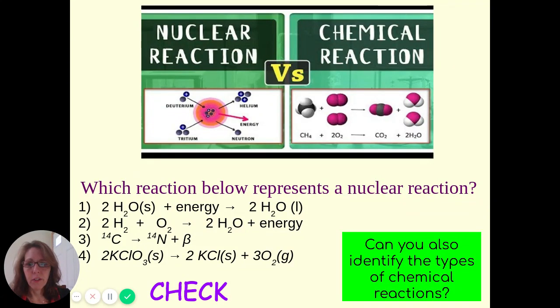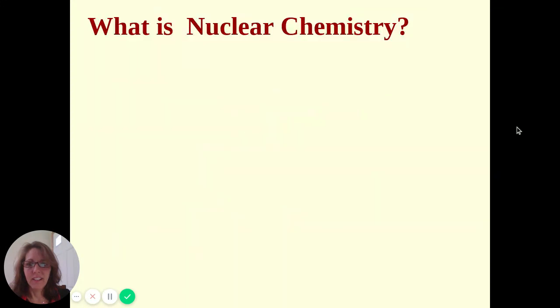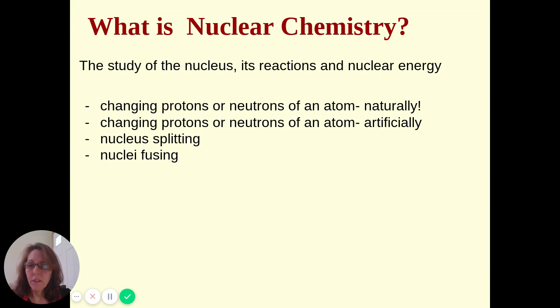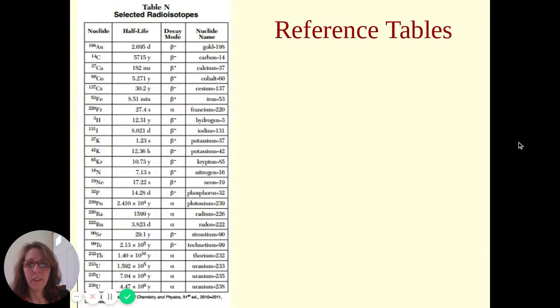So here's a quick check for yourself. Which one below represents a nuclear reaction? Okay. What is nuclear chemistry? Well, of course, it's the study of the nucleus and its reactions and different energy that comes from that. There are 4 types of nuclear reactions, and we'll go through each one of these and be able to identify them, talk about what's happening within them, how they're similar and how they're also very different from one another.